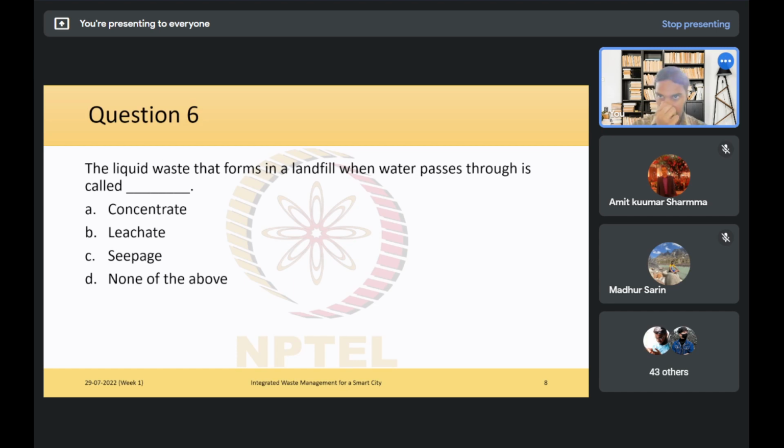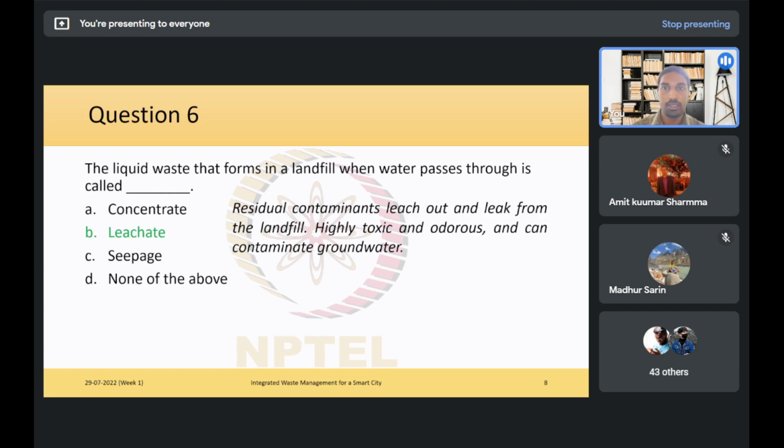So the description given here is actually what we refer to as leachate. What we mean by that is the residual contaminants that are present in these landfill sites. When water passes through this, the water will carry these contaminants, and that is what we call leachate. When it leaches out these contaminants from the landfill sites and also leaks from it, that is what is called leachate.